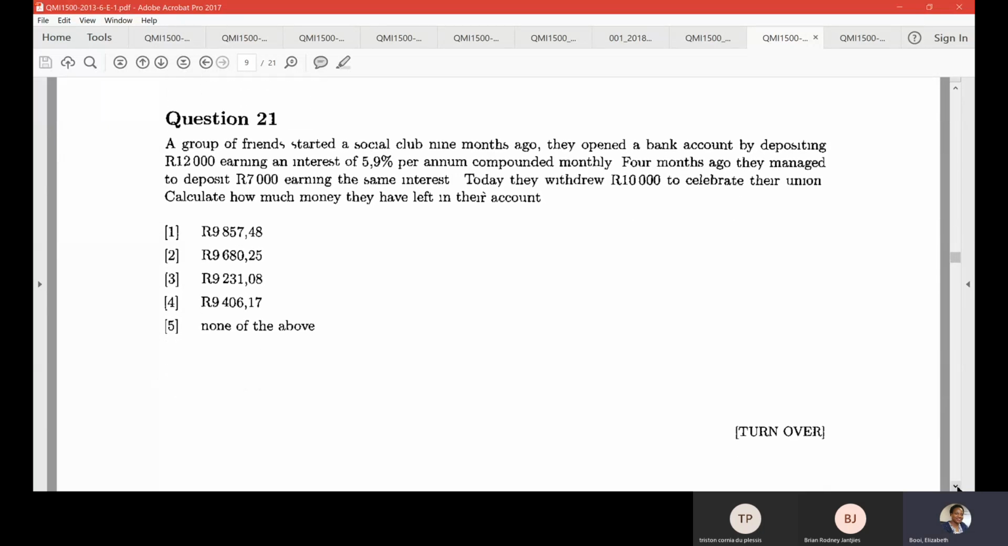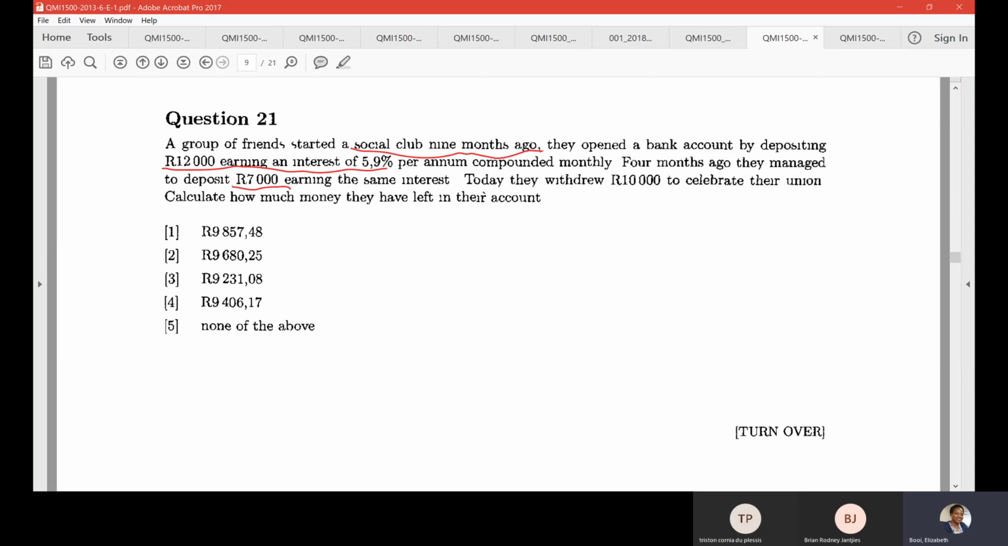A group of friends started a social club 9 months ago. They opened a bank account, depositing 12,000, earning them an interest of 5.9. 4 months ago, they managed to deposit 7,000, earning the same interest. Today, they withdrew. Calculate how much money is left.